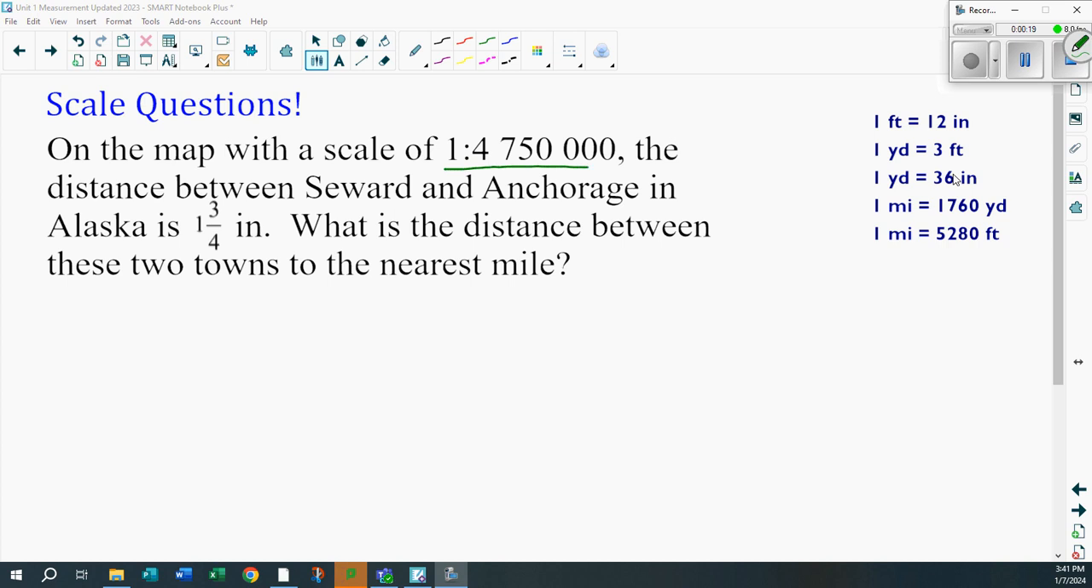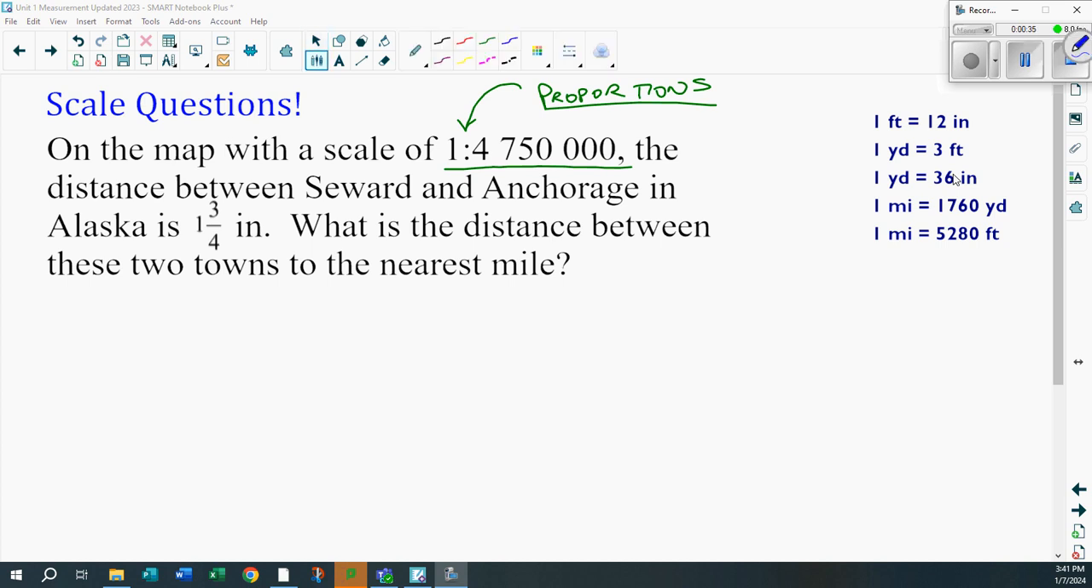What is this? Well, guess what? That's a throwback right there. Do you remember that guy? Proportions. Do you remember proportions? Oh my goodness. That takes you back, doesn't it? Grade 7, baby, is when you did those. Now, here's the important thing about scale questions.